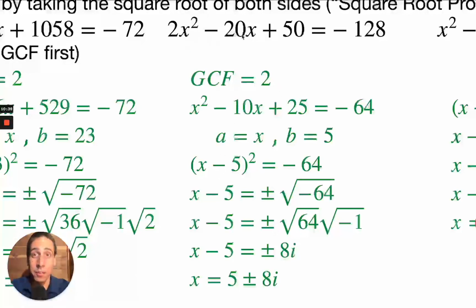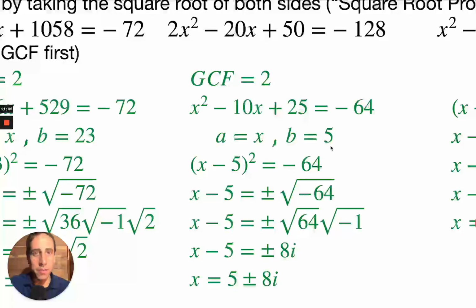2x squared minus 20x plus 50 equals negative 128. Wait a minute, they're all even. Divide by 2 first, we get x squared minus 10x plus 25 is equal to negative 64. Now, if we had not divided by 2, then we wouldn't have seen that this number is not a perfect square, but this number is. And so now we recognize we can use the perfect square trinomial. X squared minus 10x plus 25 is equal to negative 64.